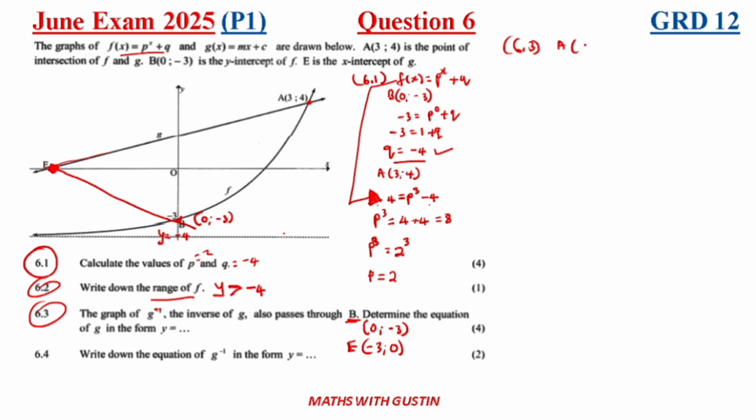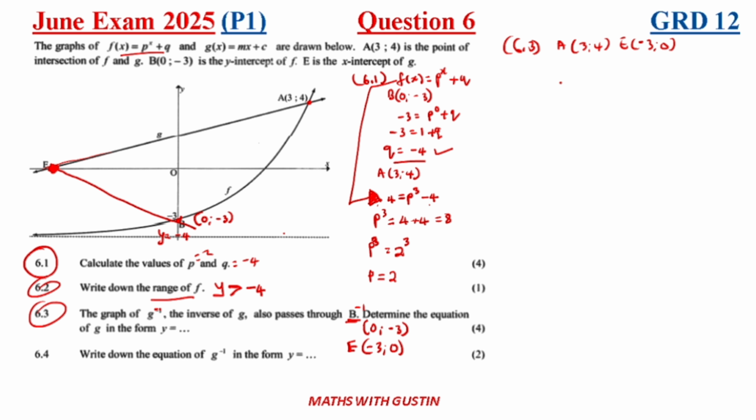We have point A, which is (3, 4). Then we also have point E, which is (-3, 0). Where do we get E? We got E from this one, because if this one is the inverse of the other one, we swap the two. Y-intercept becomes x-intercept on the inverse, and x-intercept becomes y-intercept. Just bear that in mind, something that you did in grade 11.